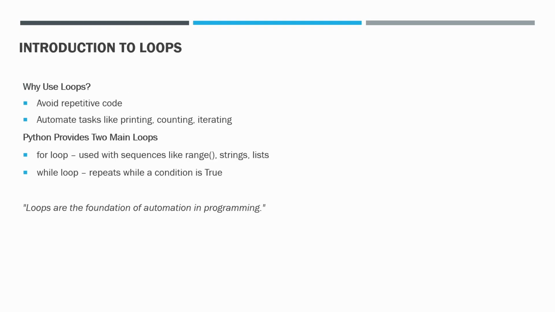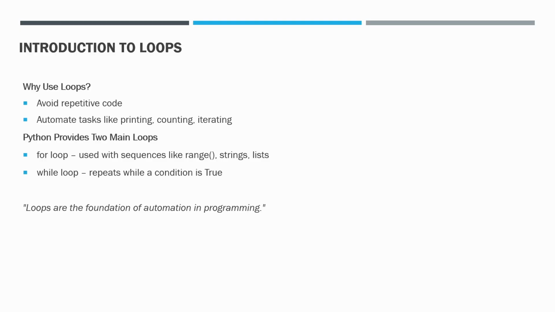So why do we need to use loops? Loops allow us to execute a block of code multiple times. This is useful when we want to repeat an action without rewriting the code, right? So you need not repeatedly write the same code again and again. And then it automates a lot of tasks like printing, counting, or iterating through a particular, let's say, a list or an array. Then Python provides two main types of loop.